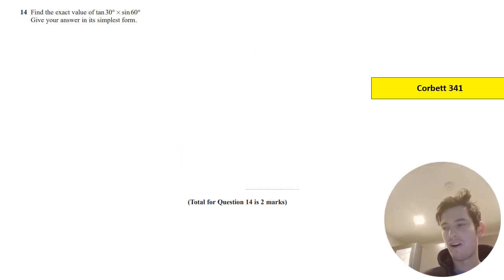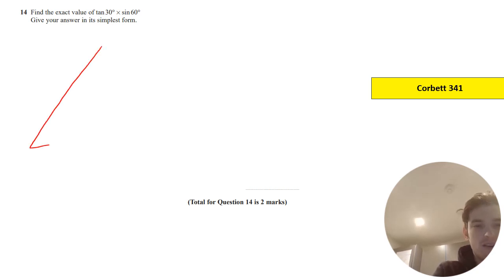Okay, question 14. Find the exact value of tan 30 times sine 60. Now, when you get to your mocks, paper 1, you do need to know your exact values of your trig. So you do need to know them. Now, you don't have to memorize them. You could if you wanted to, but an alternative is you could draw out a triangle and derive them. This is what we did in year 10. I'll just remind you what we did.